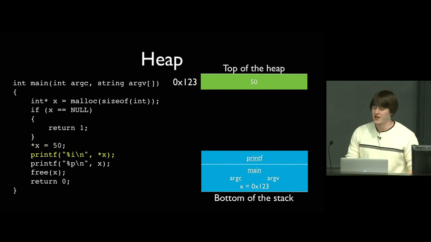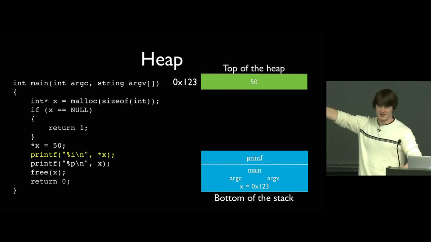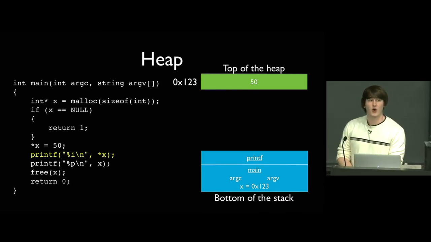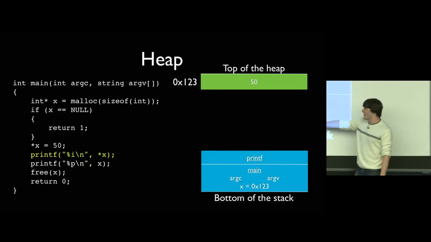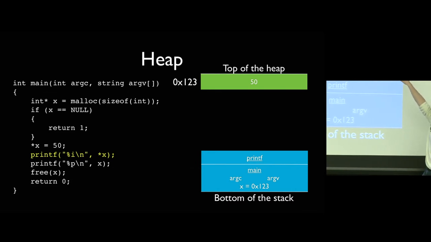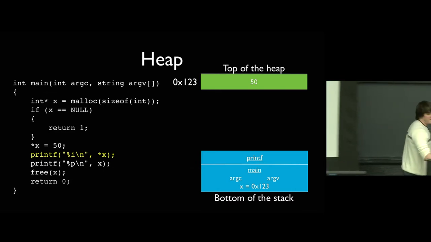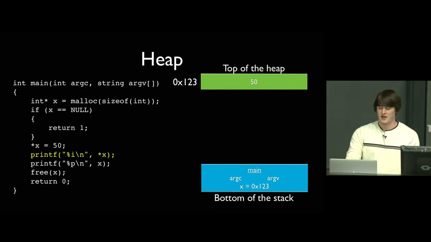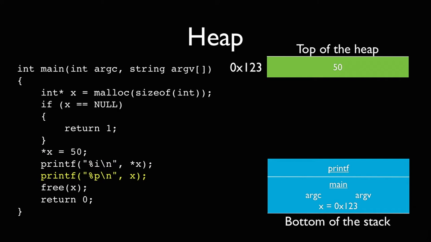Okay, so now we're going to printf. First we're going to print star x. And what is star x? Again, star x means go to the thing that x is pointing to. x is storing 0x123. Go to that. We get 50. So printf that means it's going to print 50. And then that returns. And then we have the second printf. Now %p, if you haven't seen it, is just how you print a pointer. We have %i, %f, all of those already. So %p, print a pointer. x is a pointer, so if we're going to print x itself, we're printing what is actually inside x, which is 0x123. So the first printf is going to print 50. The second printf is going to print 0x123.